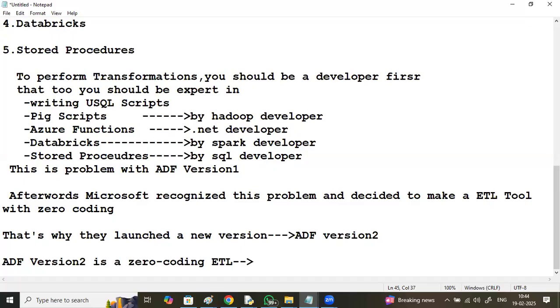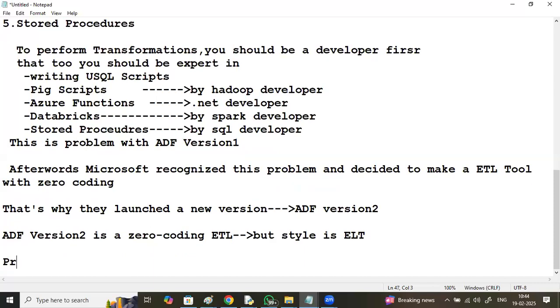But the style is ELT. Because of this zero coding only, it is widely used today. It can even process multiple terabytes of data with great speed.